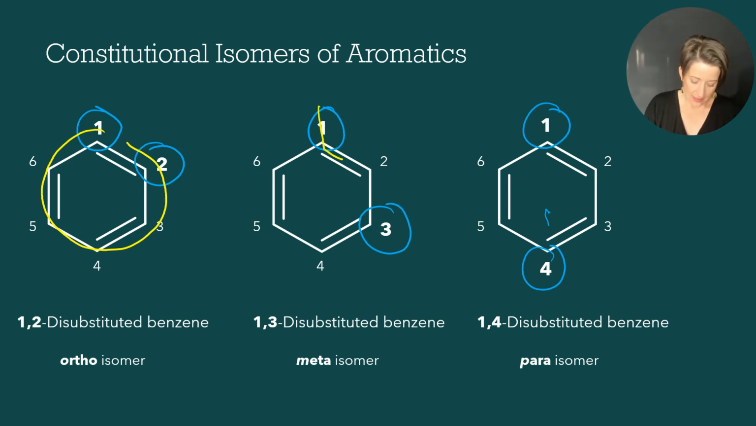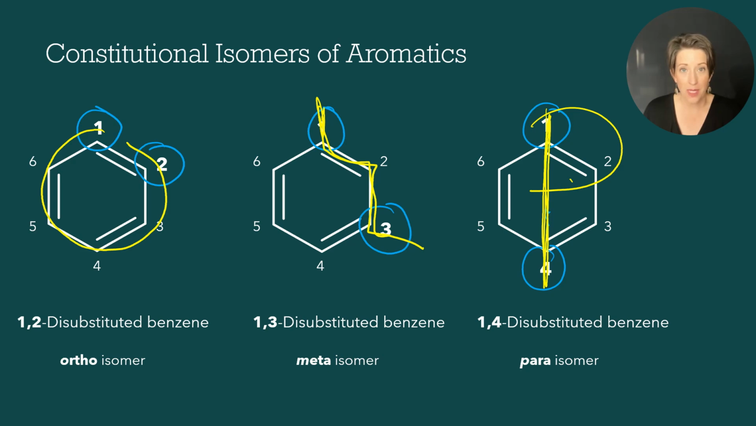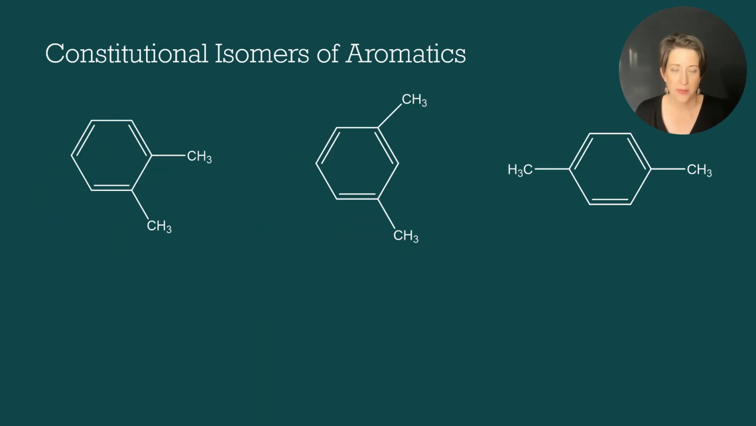Connecting the dots with our 1-3 designation, it looks like an M for meta. And then for the 1-4 designation, it has that long line or the stem that allows me to make a P. So these visuals help me remember ortho, meta, or para. Let's look at some real examples.